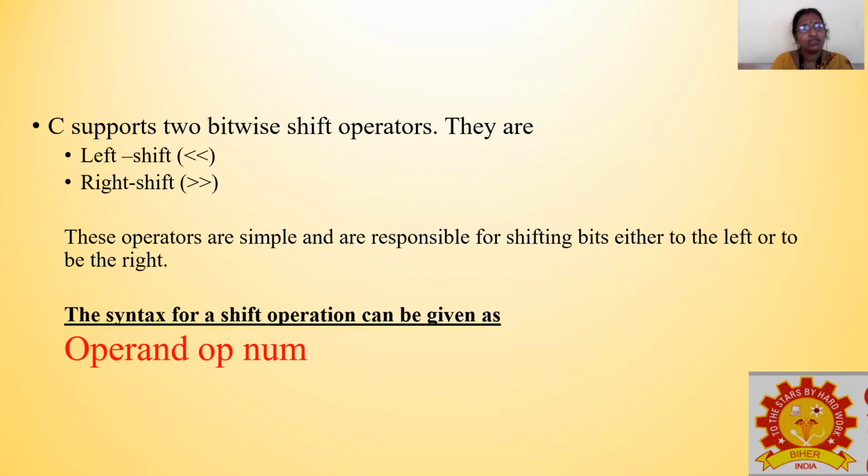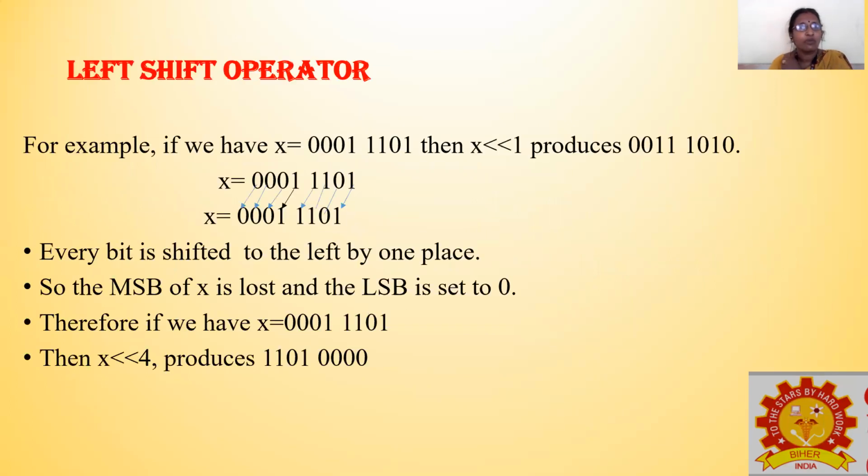Next, the shift operators. C supports two bitwise shift operators: one is left shift and the other is right shift. These operators are simple and are responsible for shifting the bits either to the left or to the right. The syntax of the shift operation is: operand, operator, num. For the left shift operator, for example, if you have x equal to 0001 1101, then x left shift 1 produces 0011 1010. Two continuous angular brackets are called the left shift operator.